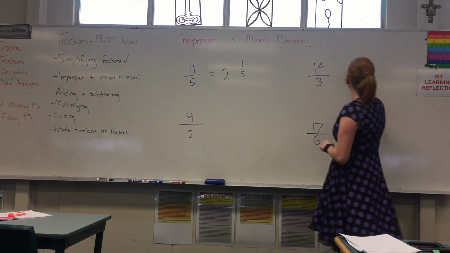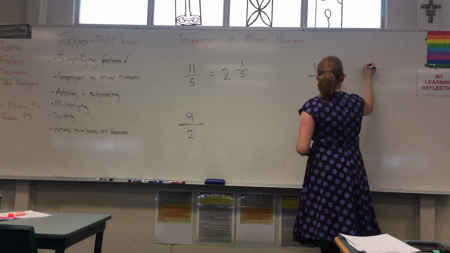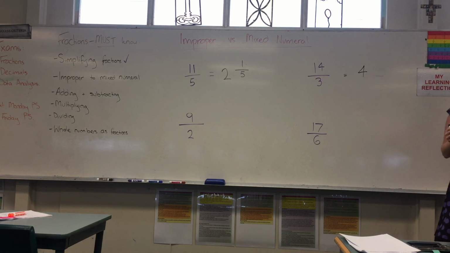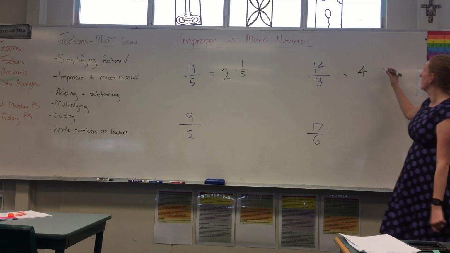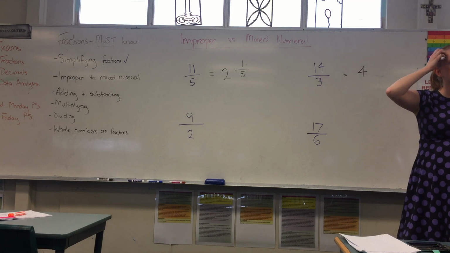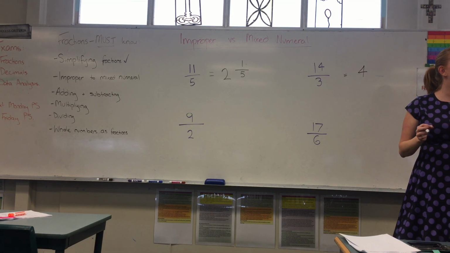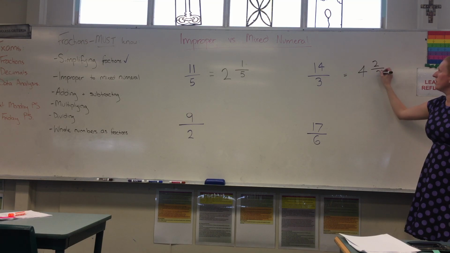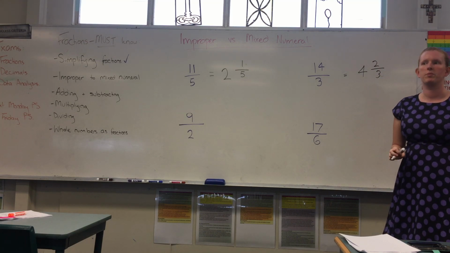4. Great. It goes in 4 times because 3 times 4 is 12. So how many's left over? 2. Great, it's 2. So where am I putting my 2? Am I drawing a big 2? No. What am I going to do, Shaka? Awesome, and I'm putting it over 3 because 3 is my denominator.